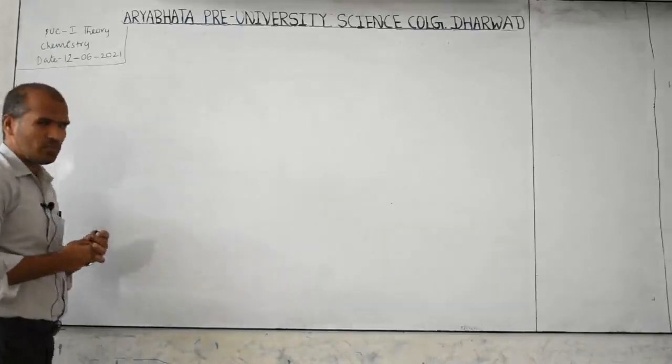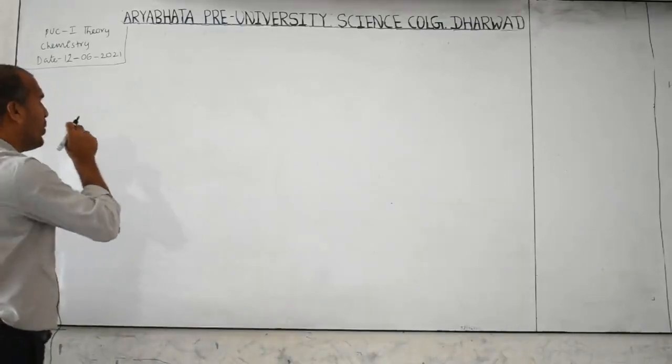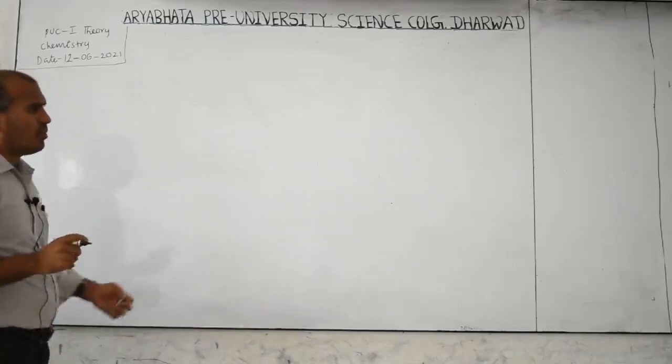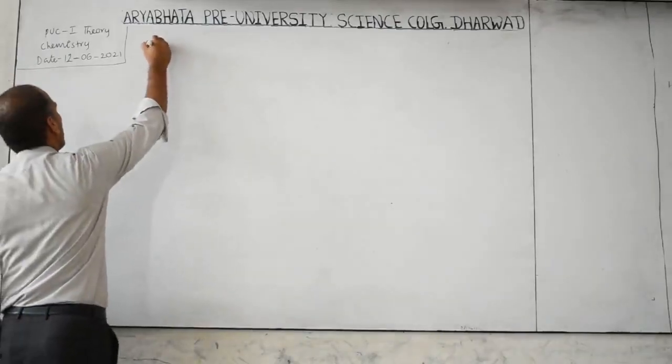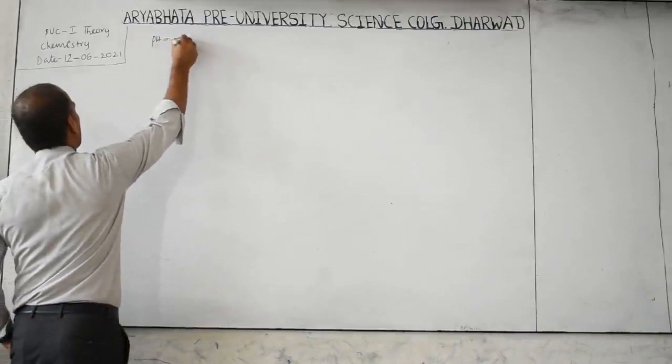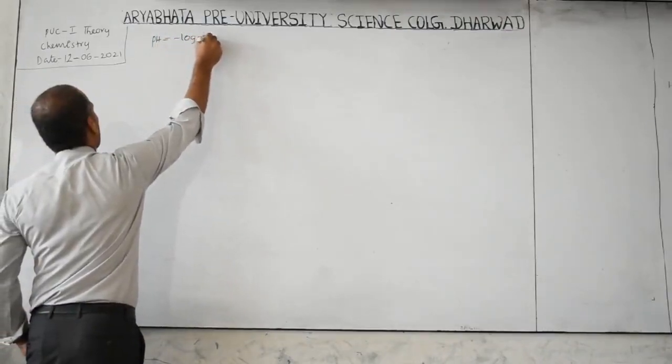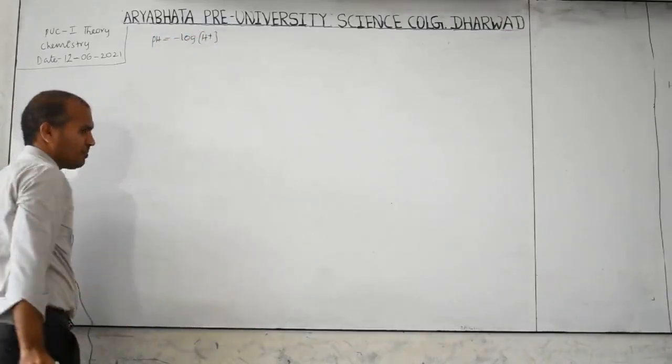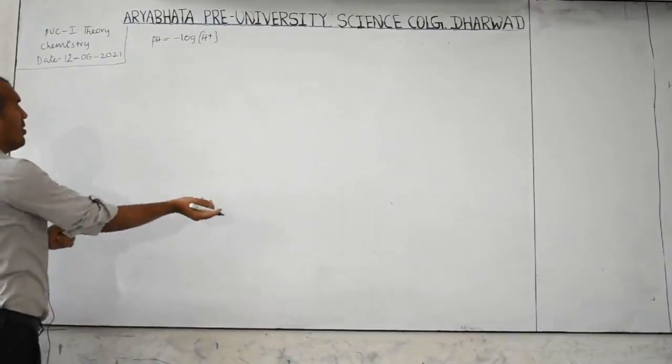Okay. Now pH. What is the pH formula? pH is equal to negative logarithm of H plus ion concentration. Now one problem we will discuss.